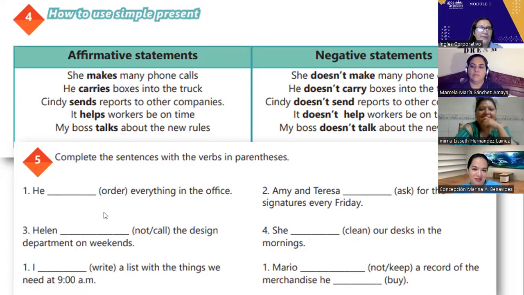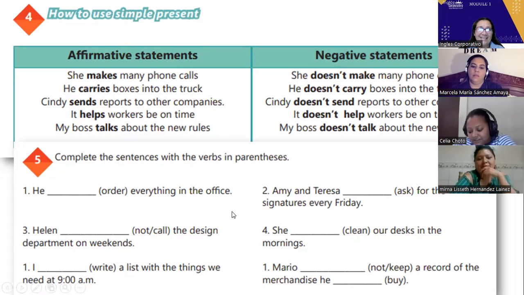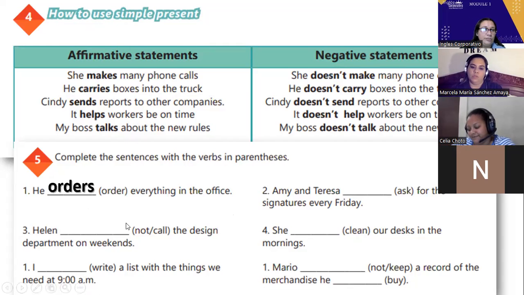No excuses whatsoever. ¿Cómo les quedó la number one? He orders everything in the office. Two, Amy and Teresa. Is it the same, with es for everybody? No es, because it's Amy and Teresa. It's they, right? Two women. So, Amy and Teresa ask for signatures every Friday.